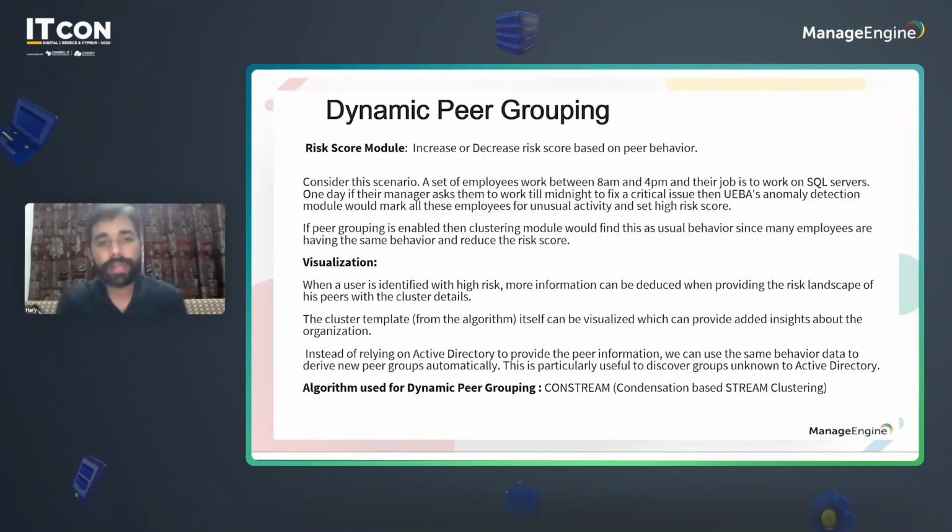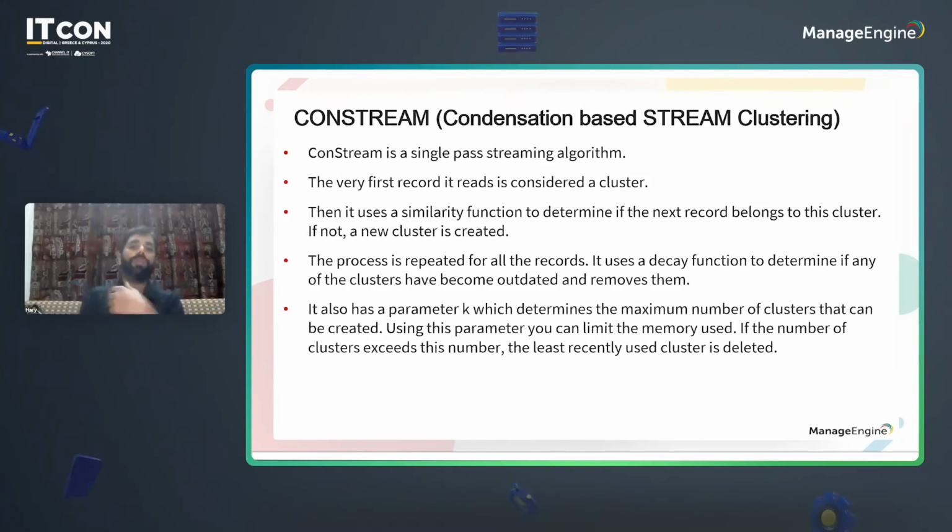Instead of relying on Active Directory to provide the peer information, we can use the same behavior to derive new peer groups automatically. This is particularly useful to discover groups unknown to Active Directory as well. The algorithm used in dynamic peer grouping is Constraint, which is condensation-based stream clustering. And how does this work?